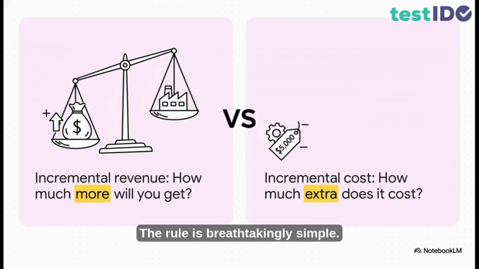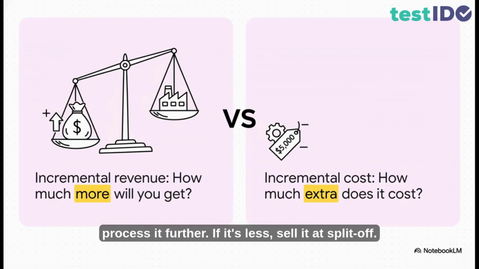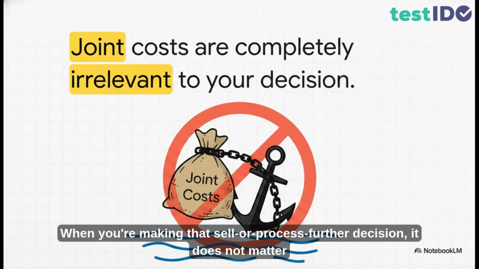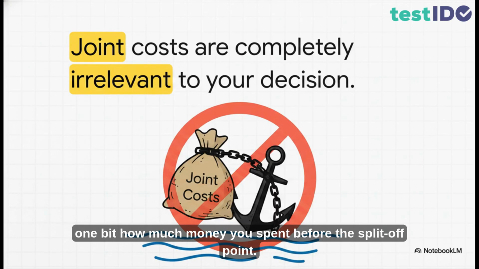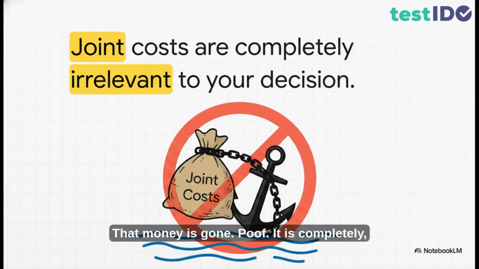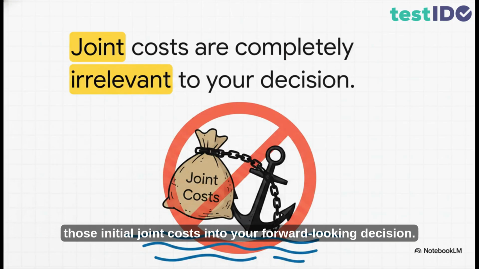The rule is breathtakingly simple. If the incremental revenue is greater than the incremental cost, process it further. If it's less, sell it at split off. So the absolutely crucial point is this: joint costs are sunk costs. When you're making that sell or process further decision, it does not matter one bit how much money you spent before the split-off point. It doesn't matter how you allocated those joint costs. That money is gone. Poof. It is completely 100% irrelevant to your decision of what to do next. Do not let the exam trick you into factoring those initial joint costs into your forward-looking decision.